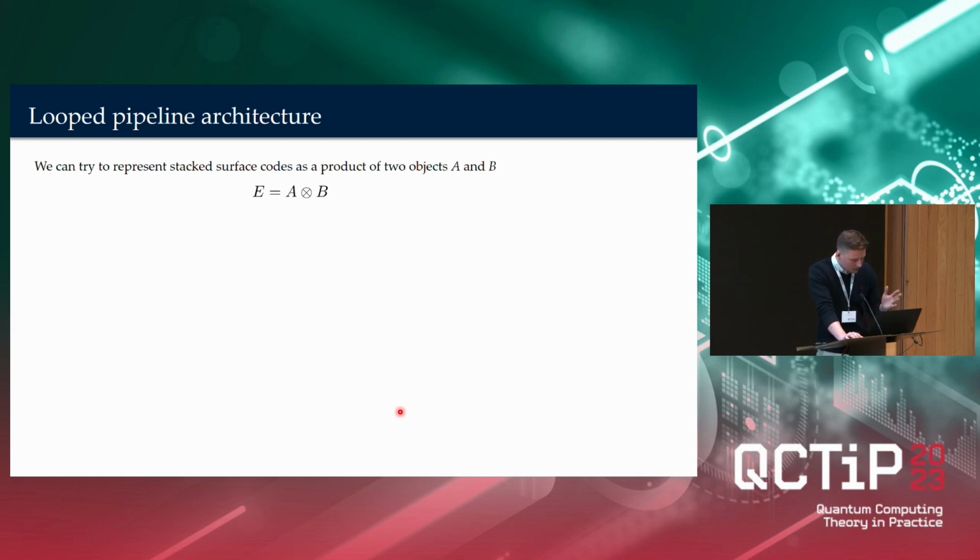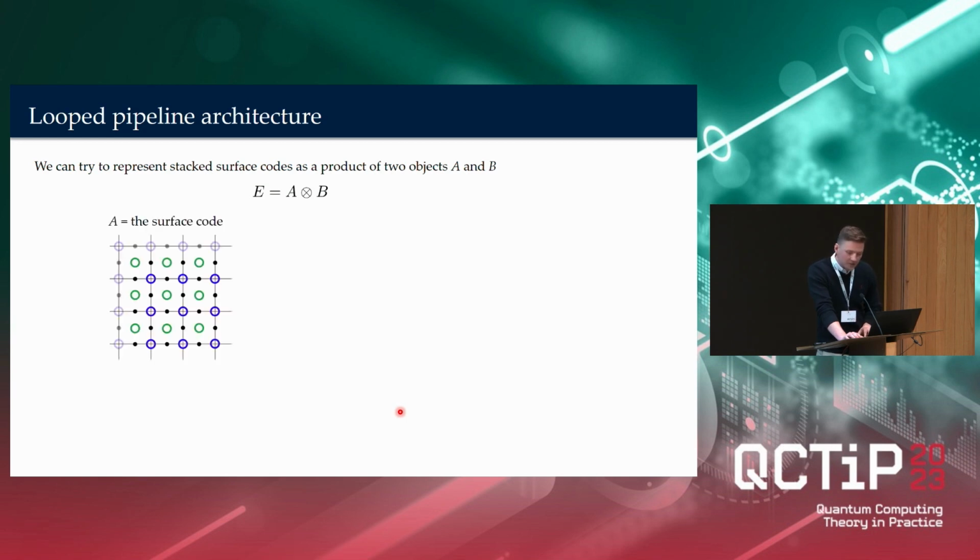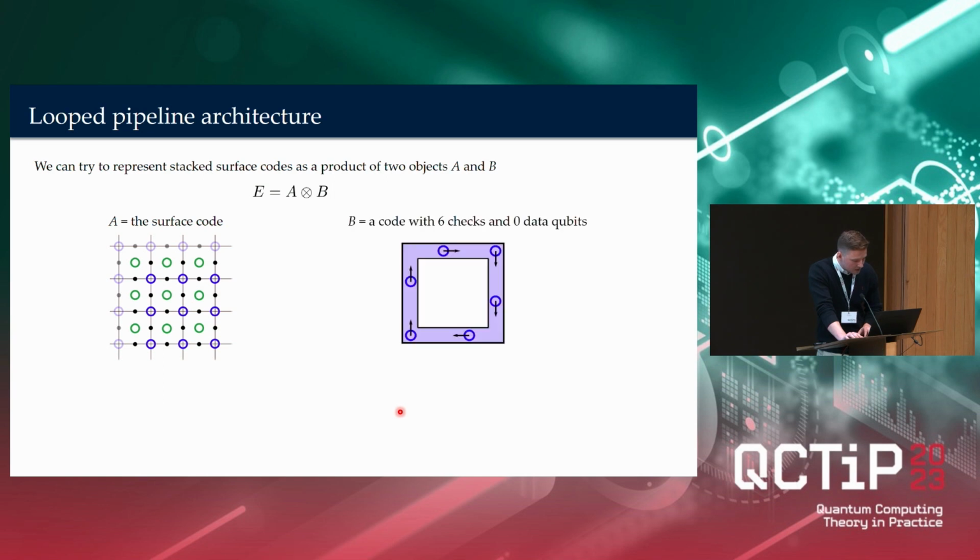So then we were trying to think about what are these two objects A and B. So A could be the surface code itself, but then what's B? And B is essentially a code with 6 checks but 0 data qubits. So you wouldn't really call it a code, I guess. If you were to look at its parity check matrix, it would have 0 columns. Not really a sensible object, I guess.